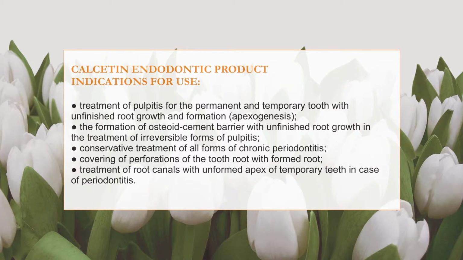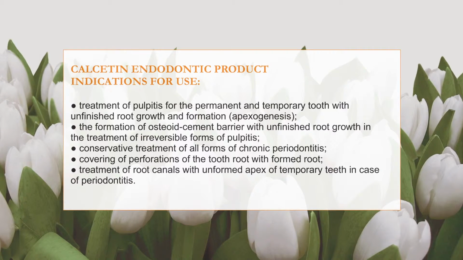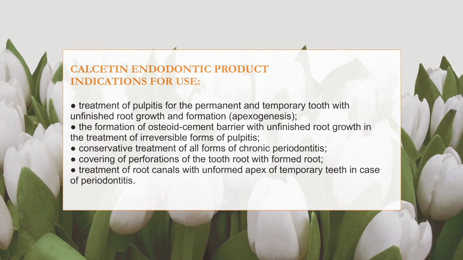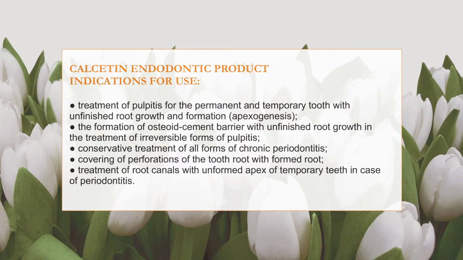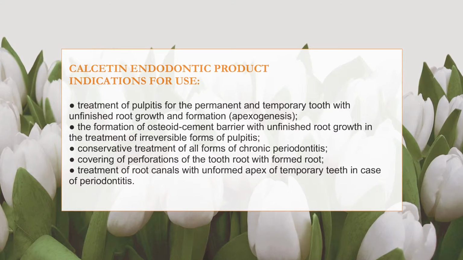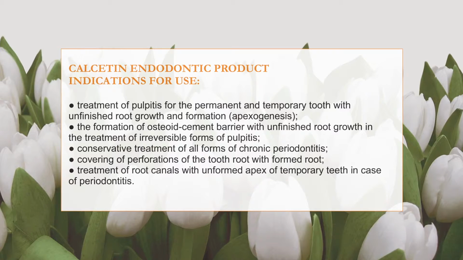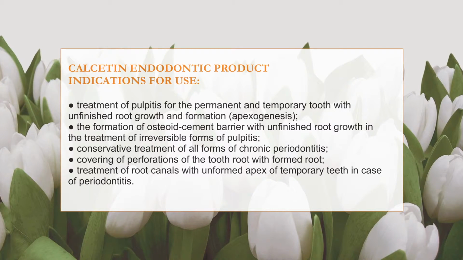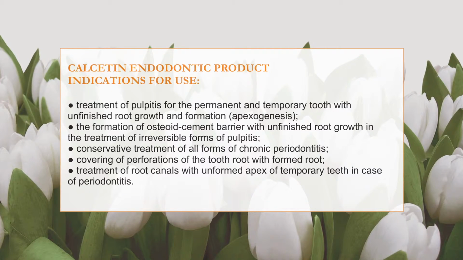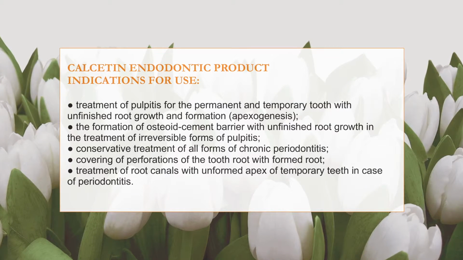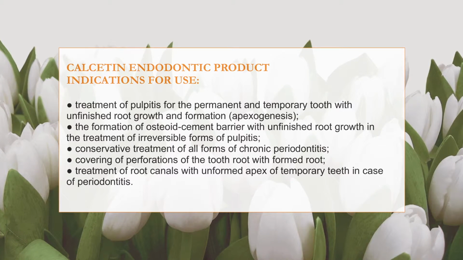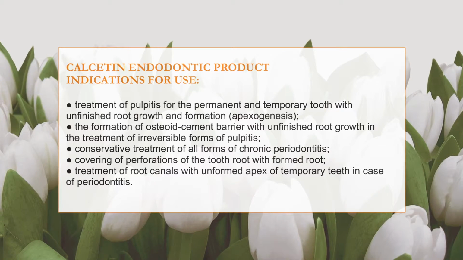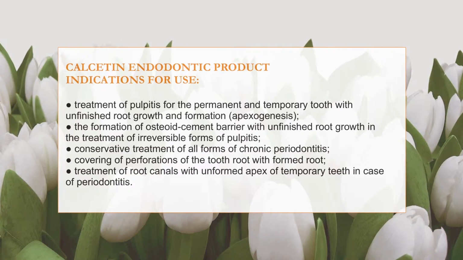Calcetin paste as an endodontic material for temporary filling of the tooth root canals is used for treatment of pulpitis for the permanent and temporary tooth with unfinished root growth and formation, apexogenesis. The formation of an osteoid cement barrier with unfinished root growth in the treatment of irreversible forms of pulpitis. Conservative treatment of all forms of chronic periodontitis. Covering of perforation of the tooth root with formed roots. Treatment of root canals with unformed apex of temporary teeth in case of periodontitis.